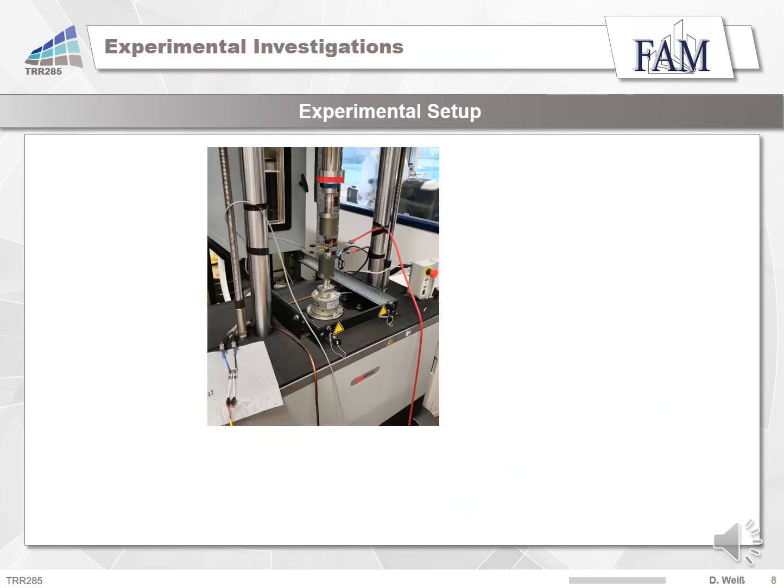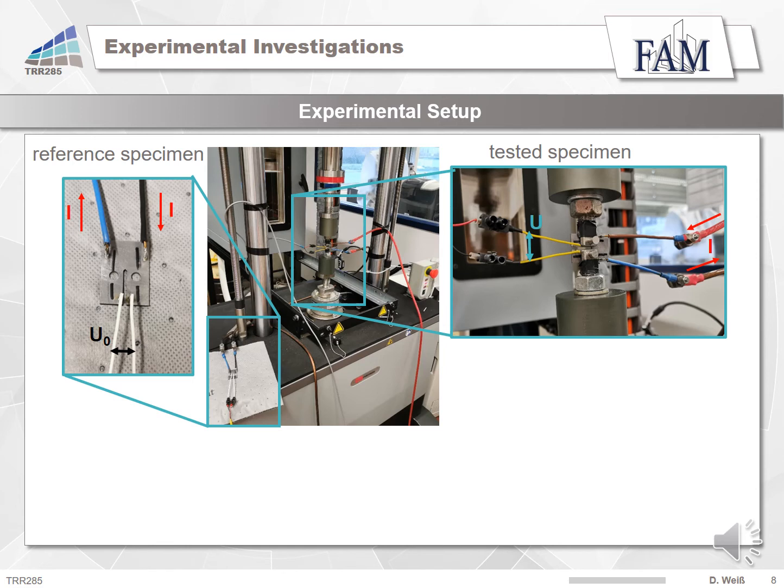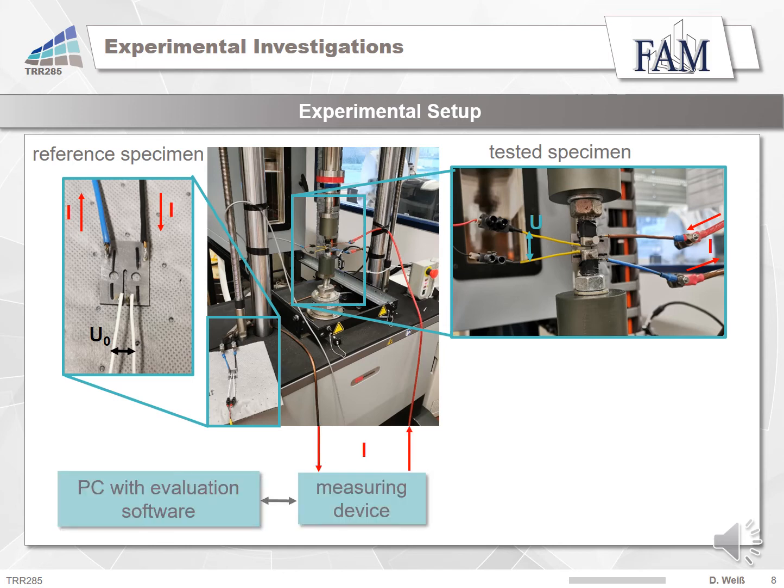After the numerical preliminary investigations, I'm going to continue with the experimental investigations. On this slide you can see the experimental setup. It consists of a tested specimen, a reference specimen, a PC with evaluation software, and a measuring device. The reference specimen is used to compare the initial crack with the crack length of the tested specimen during the experiment by means of the current potential drop method.